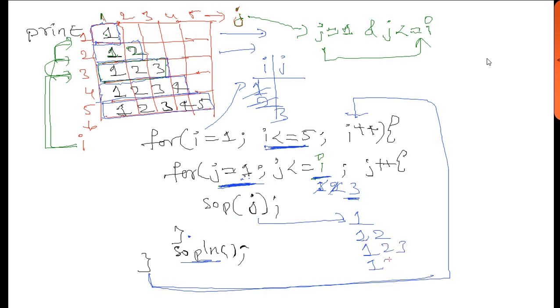Similarly, when i becomes 4, it will print like this. When i becomes 5, then it is going to print like this. After that, when i becomes 6, the loop will be terminated. Okay, so this is what the program is all about.